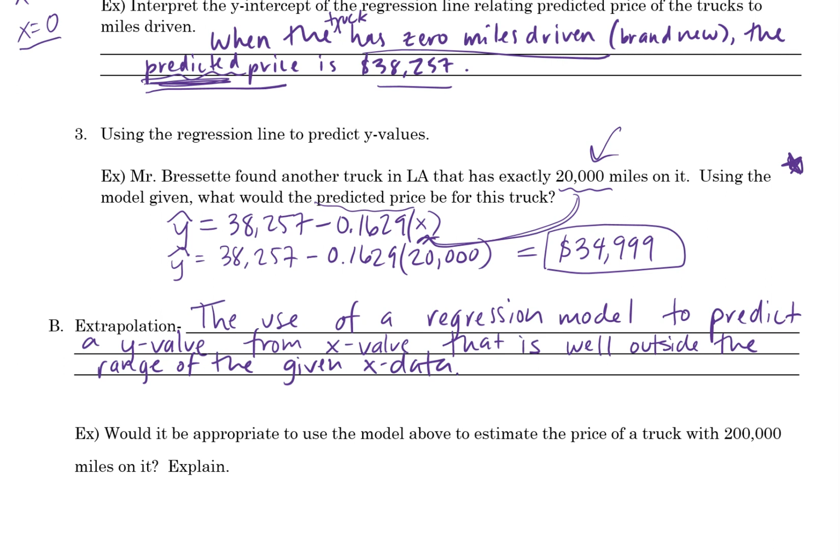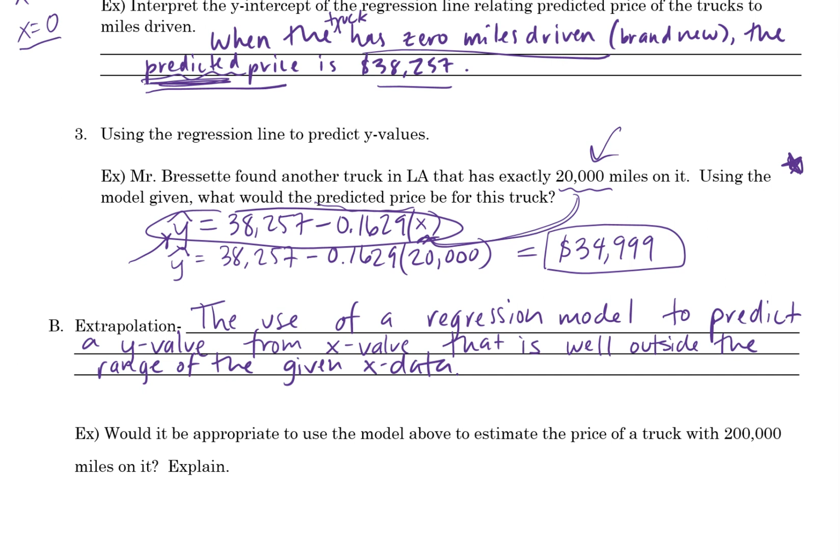So it's the use of a regression model. I'm using the equation that I'm given to try to predict a y value from an x value that's way outside the range of the data. So it's not just outside, it's way outside. If you remember, the graph stops at 160,000 miles. If I want to know the price of a truck that's 165,000 miles, that's fine. You're not really extrapolating at that point because that value, even though it's outside of the range of the data, it's not well outside the range of the data. And so the deal with this is, it is inappropriate to do that.